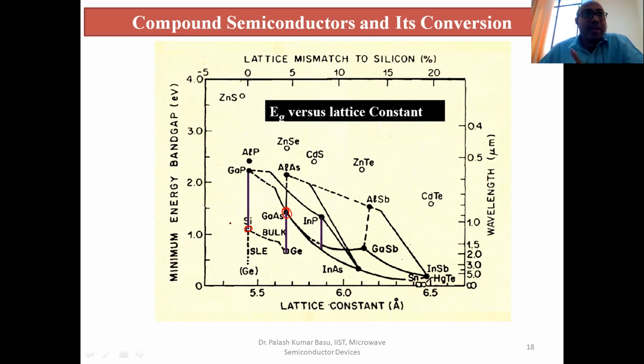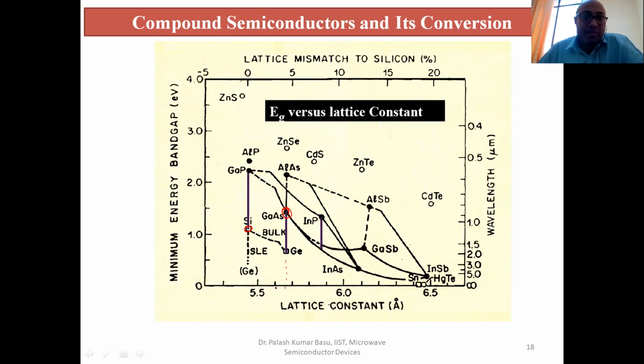So for today's class, the answer is no. Why? Because the gallium arsenide crystal lattice constant is around 5.5.